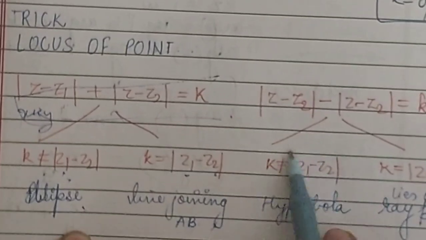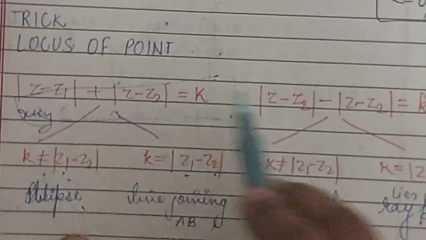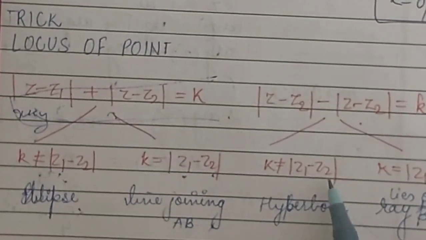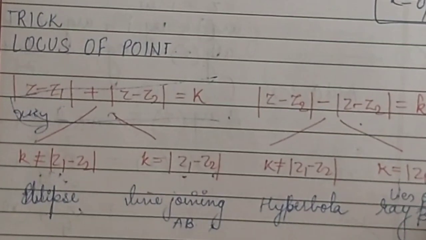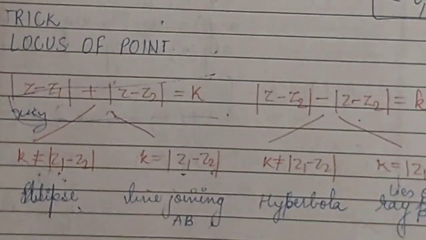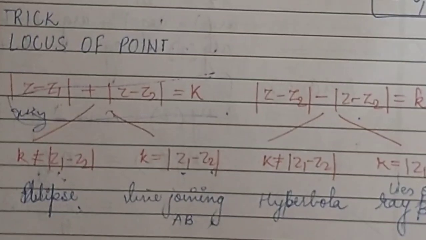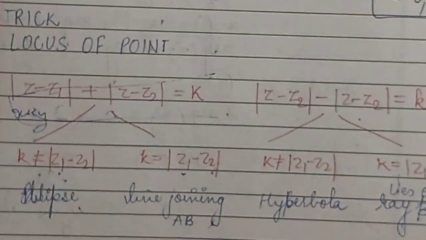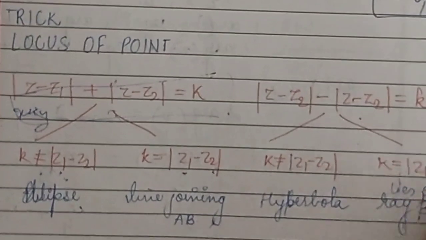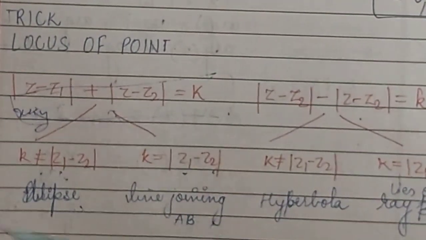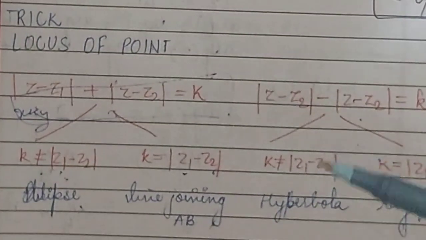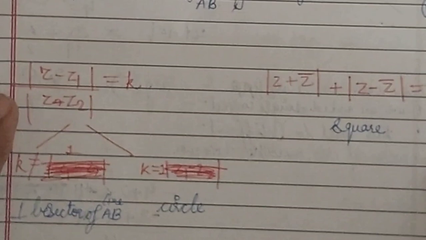And now if we subtract, similar to there where we were adding, now we are subtracting. So if it is again not equal to z1 minus z2, it will be a hyperbola, and if it is equal to z1 minus z2, then it will be a ray. Ray means you don't get the other point, you just have one starting point and you don't have the end point of it. That's the difference between a line and a ray. And now using just these equations, you can get the equation for an ellipse, a straight line, a hyperbola, and a ray. I hope the trick helps you out the way it did me.